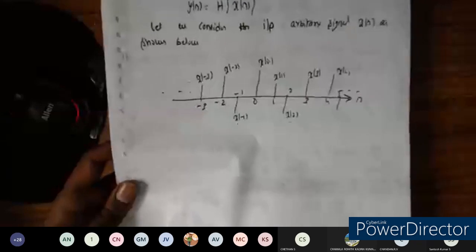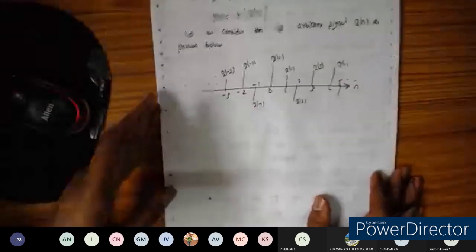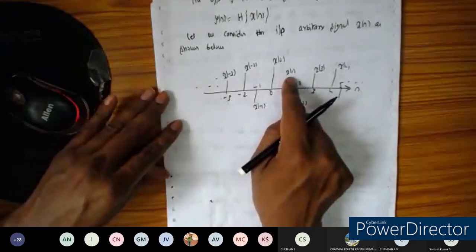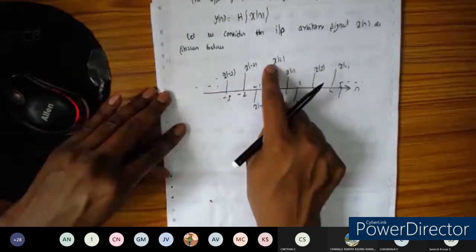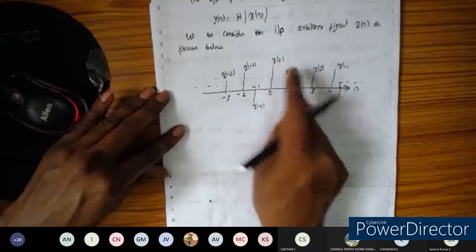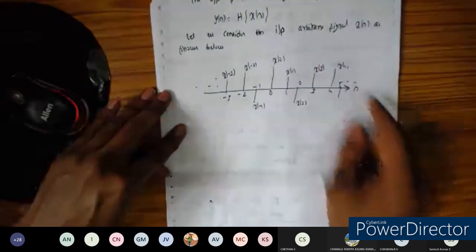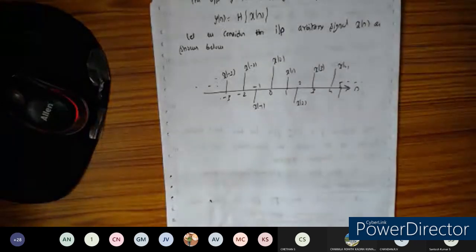Done, right? Okay, fine. Now I'm going to express this input signal as a summation. This is at n is equal to 0, n is equal to 1, n is equal to 2 and 3 here. I'm going to express this as a summation.